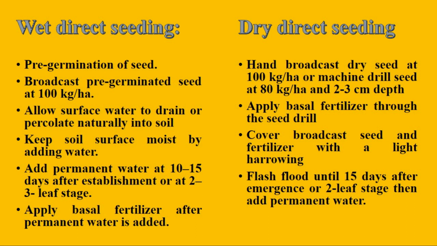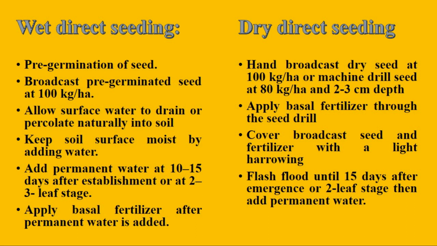Allow surface water to drain or percolate naturally into the soil. Keep the soil surface moist by adding water. Add permanent water at 10 to 15 days after establishment or at 2 to 3 leaf stage. Apply basal fertilizer after permanent water is added.